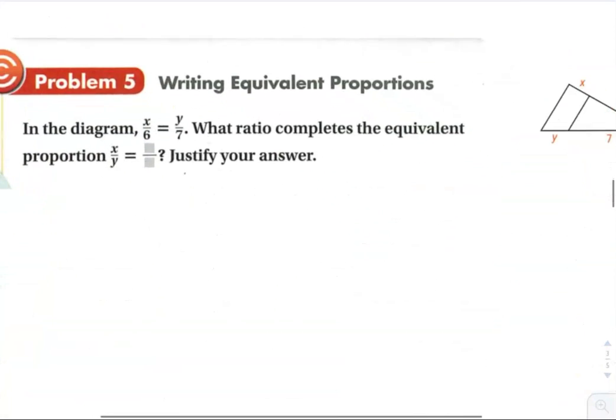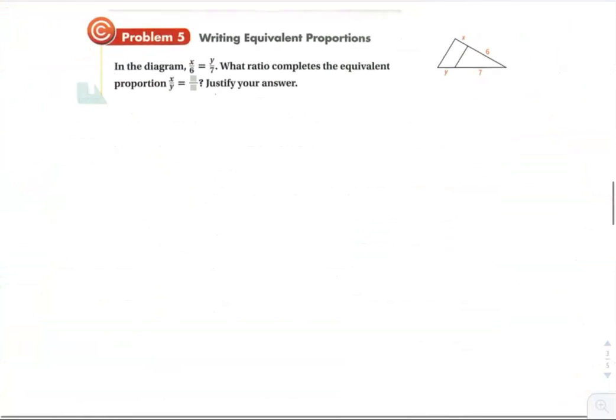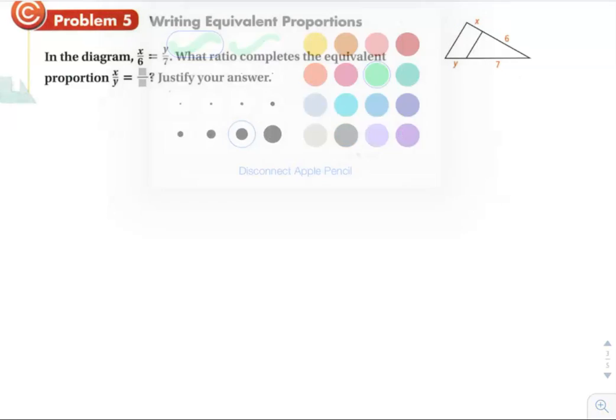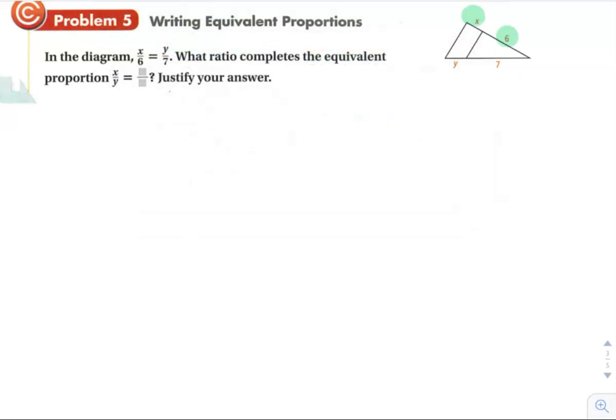All right, last concept, guys. So writing equivalent proportions in the diagram, you could write the proportion of x over 6 equals y to 7. What ratio completes the equivalent proportion? So just look at their positioning here, right? So if you have x to 6 equals y to 7, you can rearrange those. So if we have x to y, we would then say that that equals 6 to 7, just kind of using your common sense and looking at the placement of those.